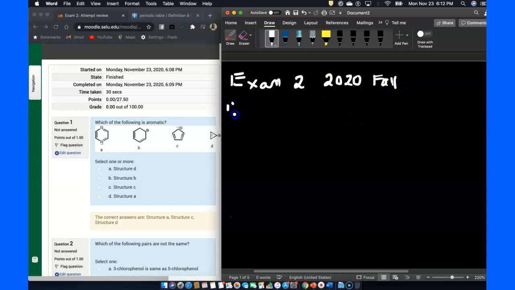Okay, number 1. Which of the following is aromatic? Now, for a compound to be aromatic, you should remember that it should have conjugation throughout. It must be conjugated. Of course, it must be cyclic, and it has to be flat.